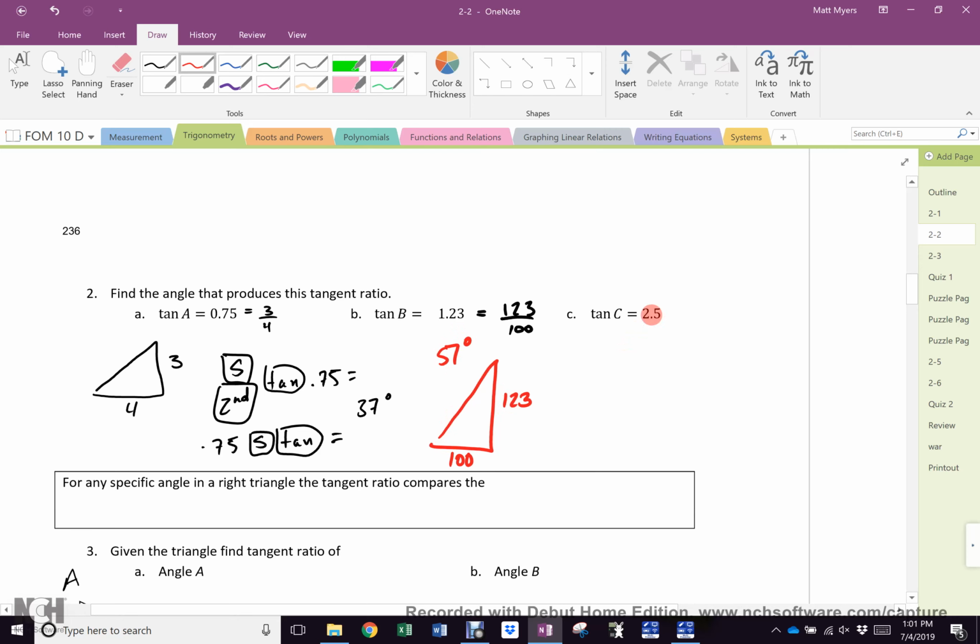And this one, 2.5. Is that bigger or smaller than 51? Is it going to be bigger or smaller than 51? Bigger, because this is 25 over 10, or 250 over 100. Way bigger. So what is it?